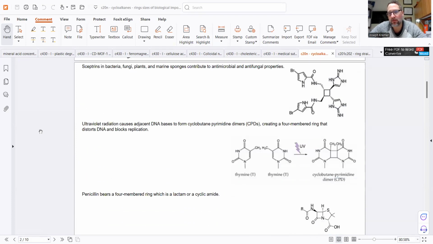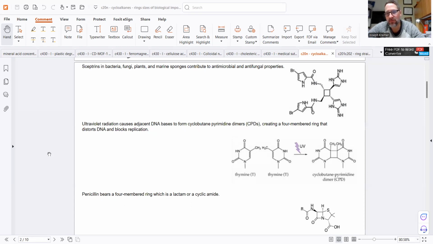A four-membered ring, anyone asks me off the street, what's the most important four-membered ring? I'd say penicillin. Penicillin is the structure in the lower right, and there's a four-membered ring. Among the members of the ring is a nitrogen atom. We call that a heterocycle. Repeat, heterocycle, because there is a heteroatom as a ring member.